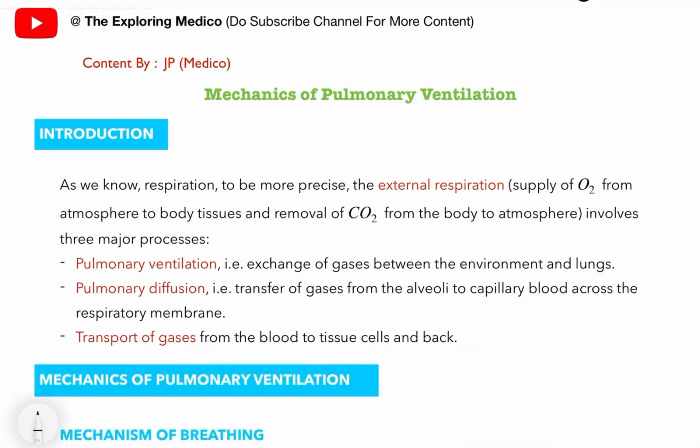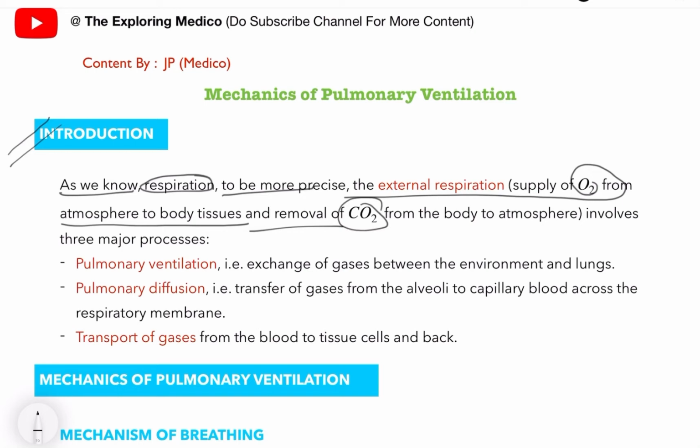Okay, so mechanics of pulmonary ventilation. Introduction. As we know, respiration, to be more precise the external respiration, is the supply of O2 from the atmosphere to body tissues and removal of CO2 from the body to the atmosphere, both processes vice versa, that is inspiration and expiration. Now this respiration involves three major processes. Today we are going to discuss pulmonary ventilation, that is, exchange of gases between environment and lungs.